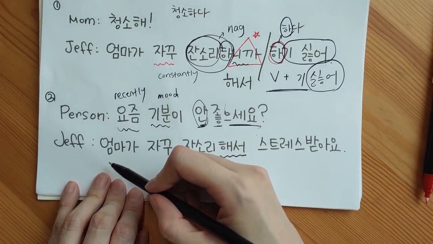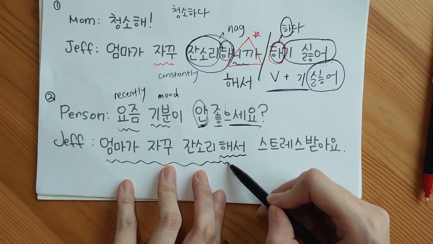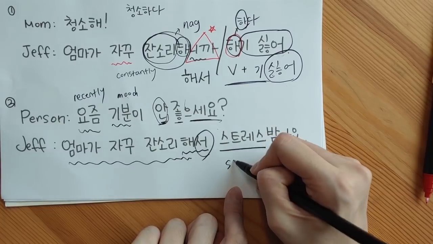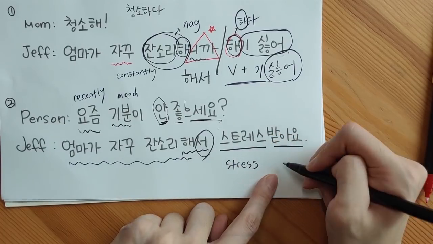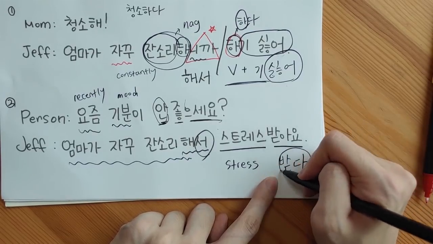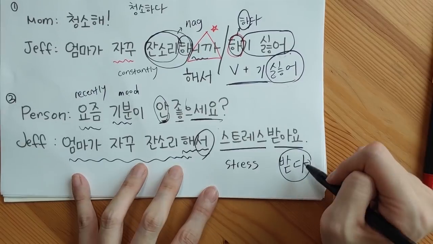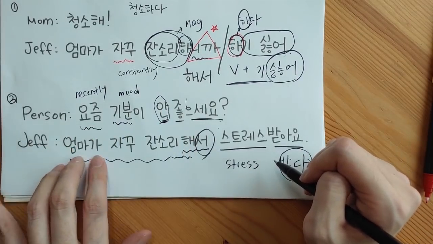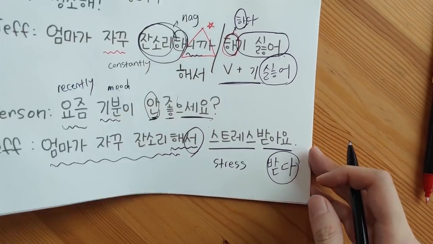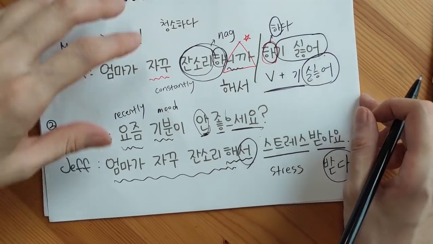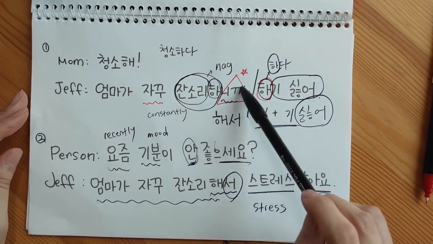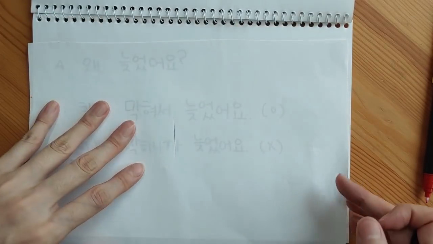So 엄마가 자꾸 잔소리, mom constantly nags, so 스트레스 받아요. 스트레스 is a Konglish word for stress, and 받아요 we learned is the present form of 받다, which means to receive, to get. So I get stress because my mom constantly nags. 엄마가 자꾸 잔소리해서 스트레스 받아요. My mom constantly nags, so I get a lot of stress. That's the meaning. So that is how 니까 and 해서 can be used in different contexts, right?